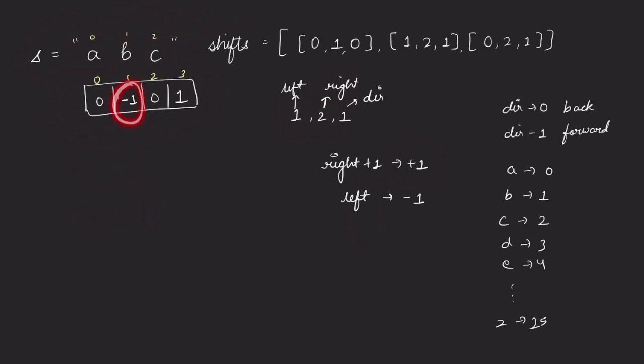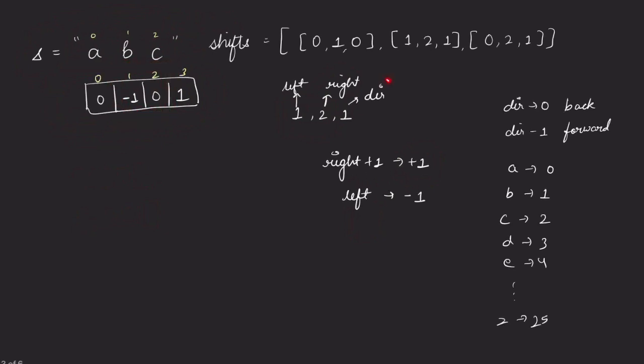So that is why we kept a minus 1 over here. This denotes that within this particular range only, we need to move the characters in the forward direction, right? This will happen only when the direction is 1. So if I remove this, if the direction is 1, only in that particular case we will do this.